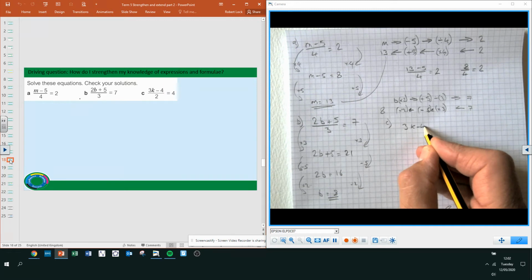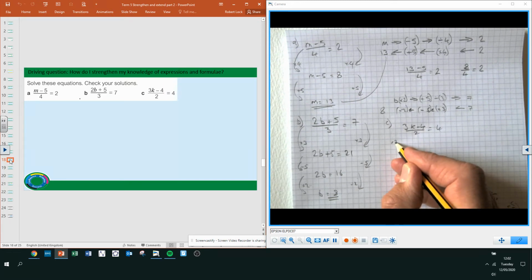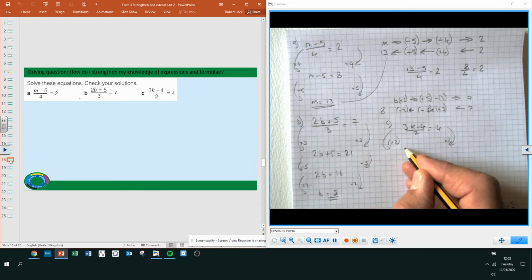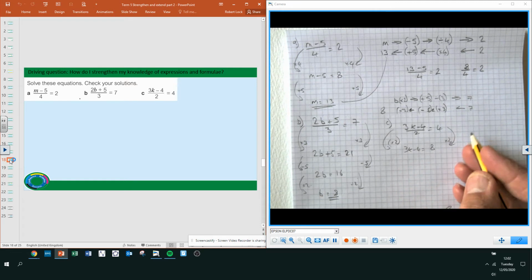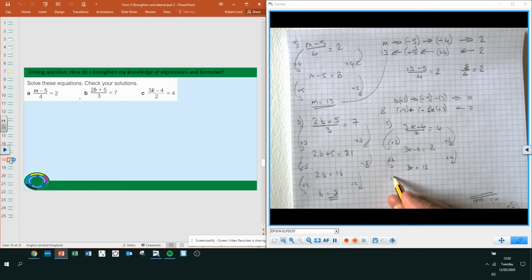3k minus 4 over 2 equals 4. I times by 2 both sides. 3k minus 4 equals 8. I add 4 both sides. So 3k equals 12. Divide by 3 both sides. I end up with k equals 4.